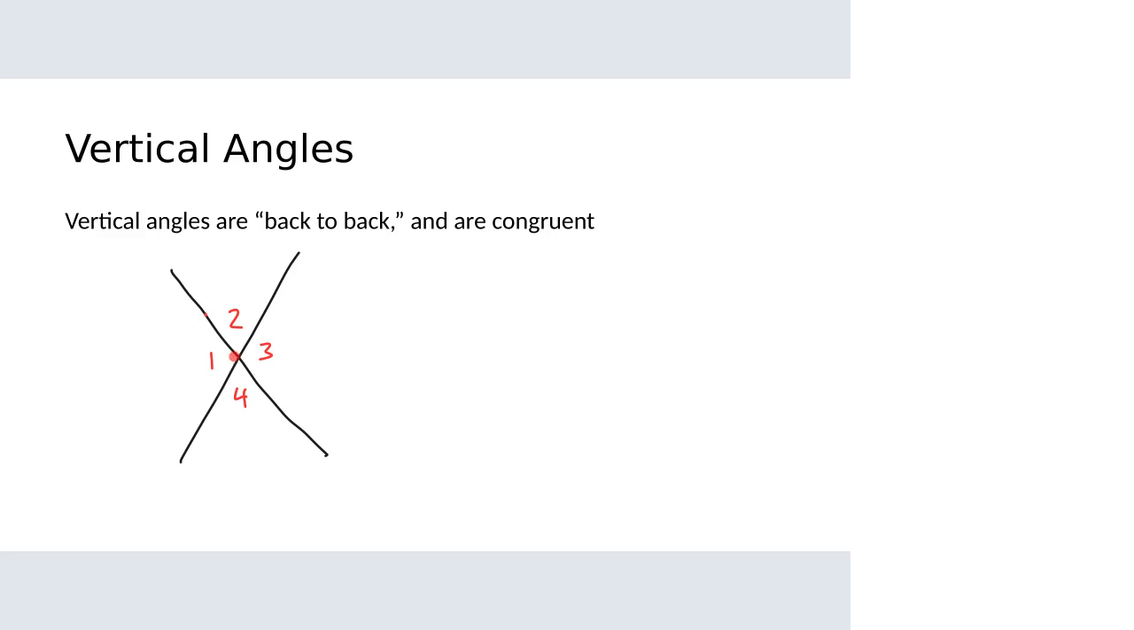So let's take a look. In this particular picture, angle 1 over here on the left would be a vertical angle with angle 3 over here on the right. They share a vertex, but they don't share any sides. I tend to just say they're back to back, but a more formal definition is they share a vertex and they don't share any sides. Let me jot that down real quick.